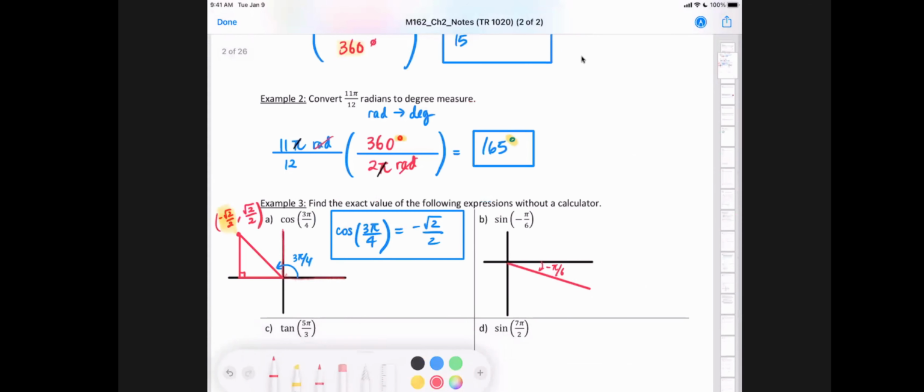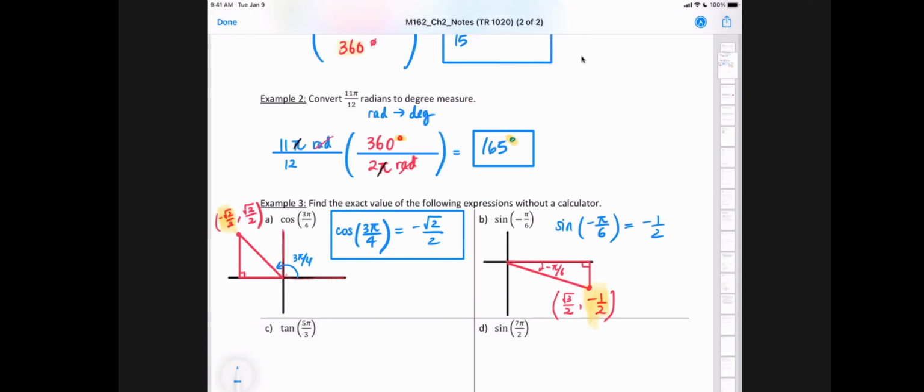Then we draw up to the x-axis and we have our right triangle. The longer side is the x coordinate. The shorter side gets the 1/2 on the y coordinate. Because we need the sine, we take the y coordinate. So sine of negative pi over 6 is negative 1/2.